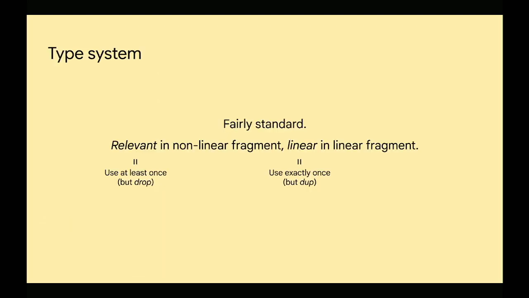Getting to the duplication and dropping primitive, the type system, again, is fairly standard, I think, with two notable differences. The nonlinear fragment of the language enforces relevant typing, so every variable has to be used at least once, though this is where the drop primitive comes in. If you have computed something accidentally and don't want to use it, or maybe a function returns something and you don't want to use it, you can just give it to drop, and that's a sinkhole that consumes anything. And in the linear fragment, linear here in terms of linear typing, every variable has to be used exactly once, right? You can drop it if you don't want to use it. If you would like to use its value twice, you have to explicitly duplicate it.